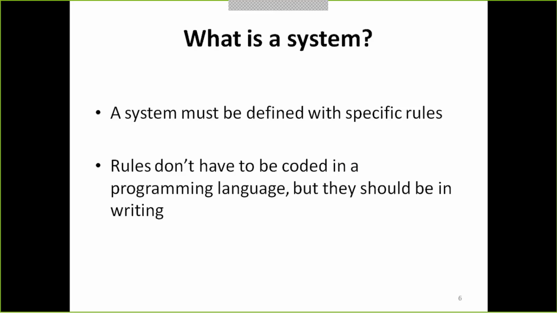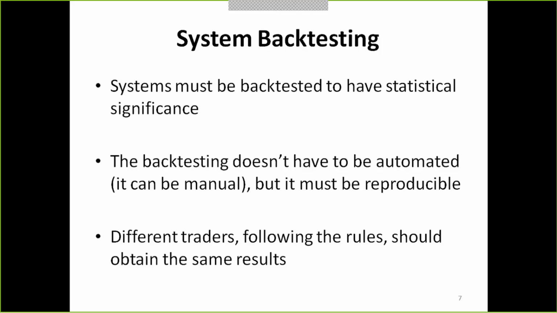Okay, and so what is a system? To me, a trading system has to be defined with specific rules. You don't necessarily have to code them up in a programming language, but you should have the rules in writing so that the system is defined. And then, in talking about back testing, systems should be back tested in order to have statistical significance.